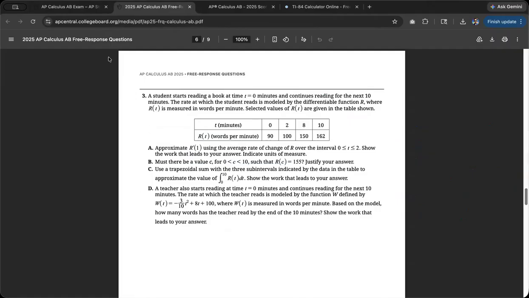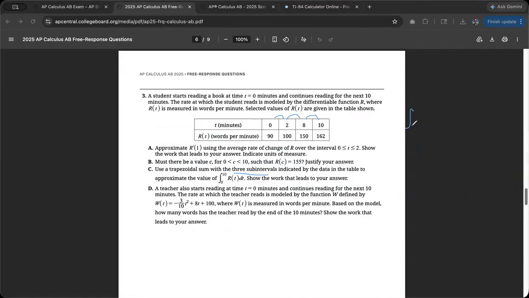Back to the problem. Using the trapezoidal sum with the 3 subintervals indicated by the data, 1, 2, 3, to approximate the value of the integral of r of t from 0 to 10 dt, show the work that leads to your answer. We have to show our work here, guys, okay?